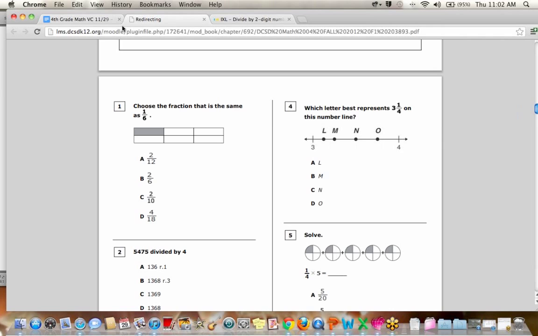Okay, there we go. So for number 1, choose which fraction is the same as 1/6. So you had a couple different options of what you could do. You could look at the choices that they gave you, and I think that would probably be one of the easiest ways. Then you could just see which one would be equivalent. I'm going to test out 2/12. So I'm going to draw, well, actually, take a picture of this.